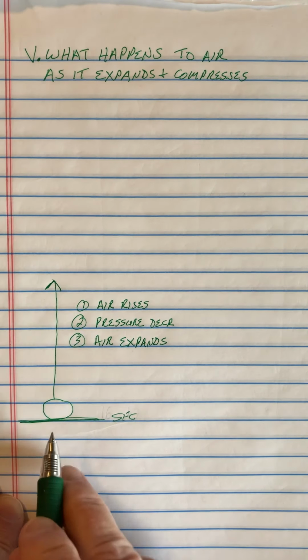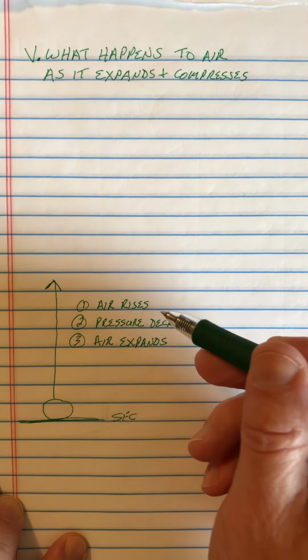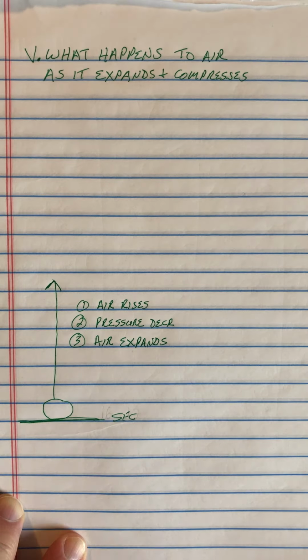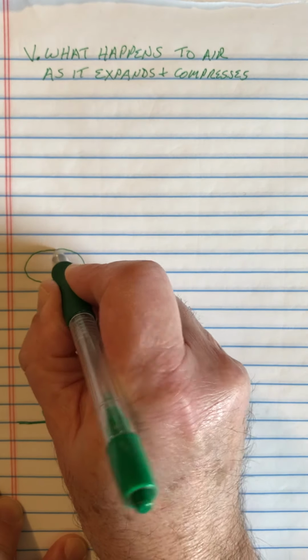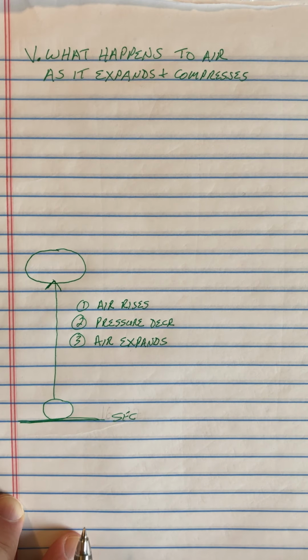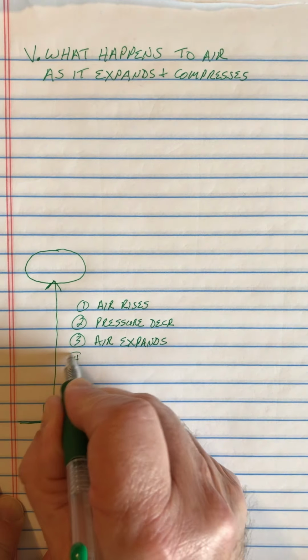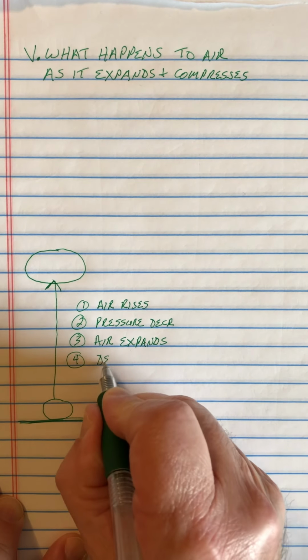We can draw that now. We've got this air parcel at the surface, and we forced it to rise. As the air rises, the pressure decreases, the air expands, and as the air expands, that air parcel, the bubble, is going to get bigger as it goes up into the atmosphere. As the air expands, the density of the air is going to decrease.